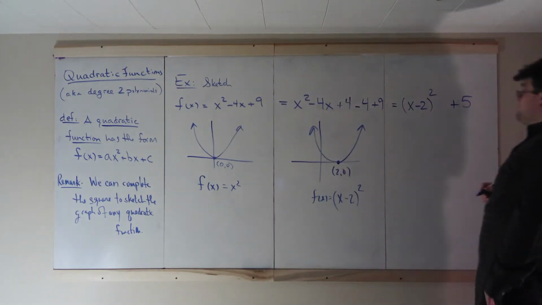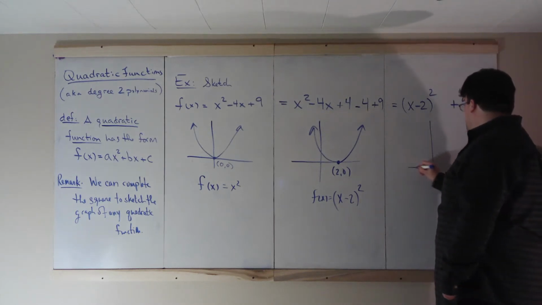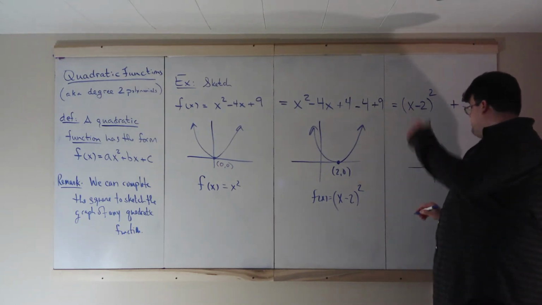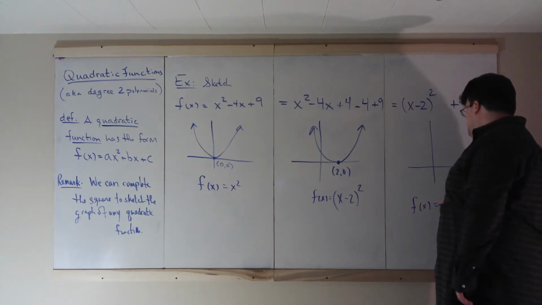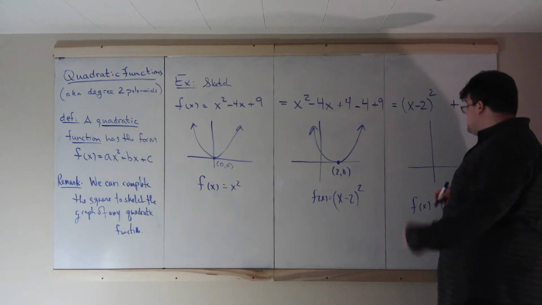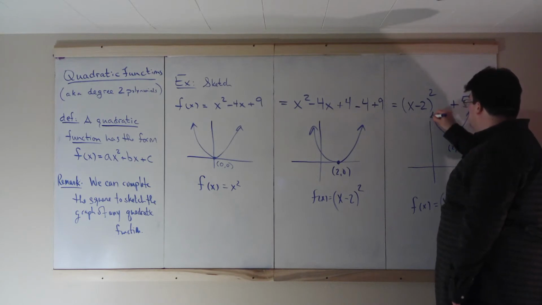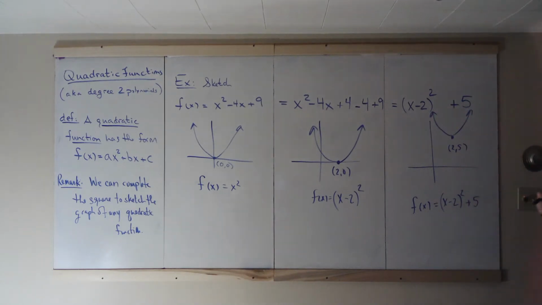So that moves it over 2 units. And then finally this positive 5 takes everything and lifts it up 5. So 2, 0 is going to go up 5 units to 2, 5, and the rest of the graph follows as well.